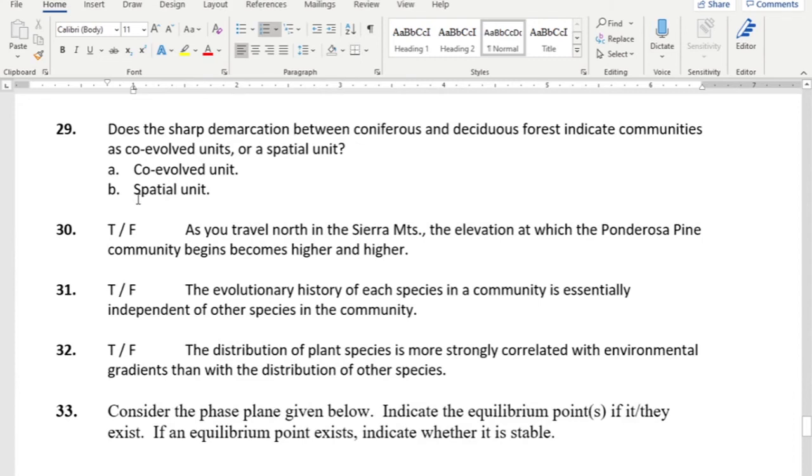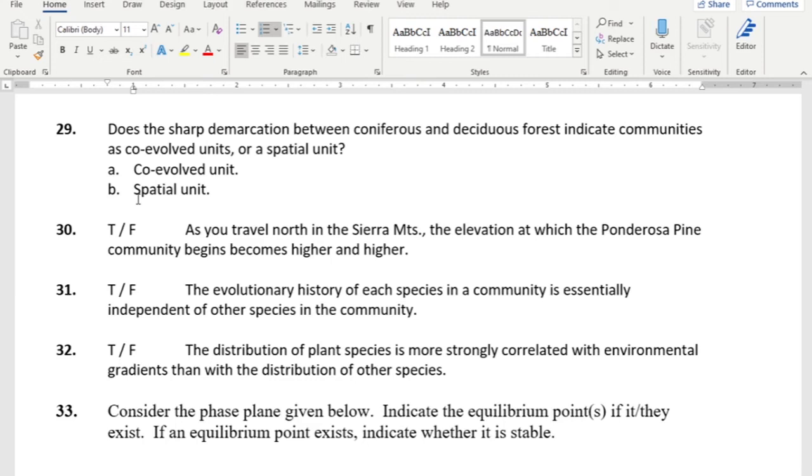All right, does the sharp demarcation between coniferous and deciduous forests indicate communities as co-evolved units or as spatial units? Let's think about that. If you were in the Appalachians and you were going upslope, there's a pretty distinct line. It's not a perfect line, but there is this sort of demarcation point, right? There will be a small ecotone between them. Are they co-evolved units? Probably not. Are they spatial units? Yeah.